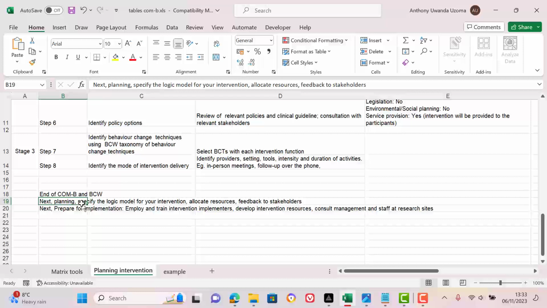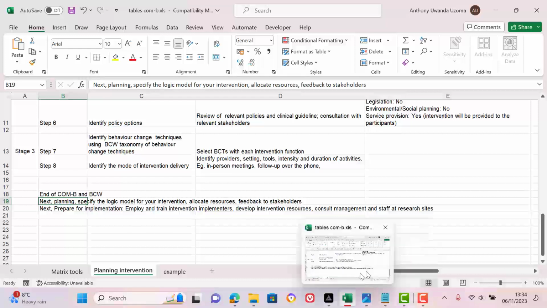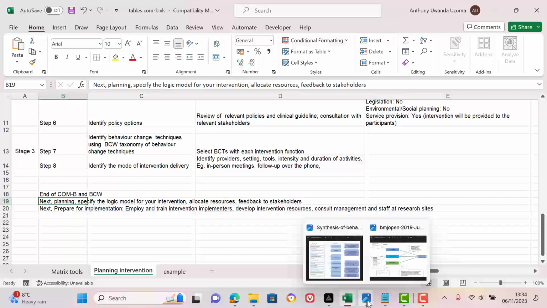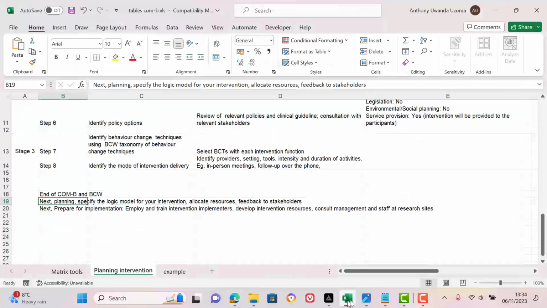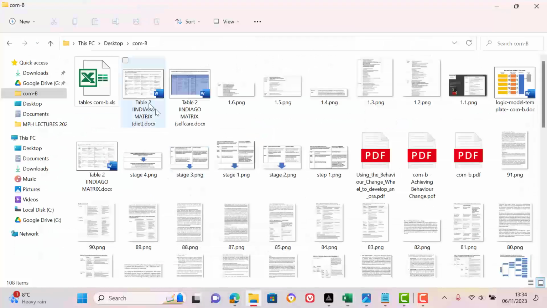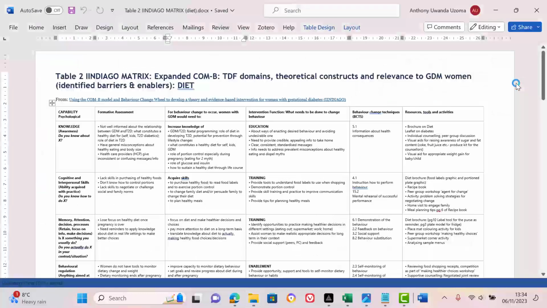Now we know the one or two target behaviors that we want to change, and we now need to plan on how to do that. So for us to plan on how to deliver the intervention, we need the help of a logic model that shows us how our inputs and our intervention are going to lead to a change in the behavior of the target population. So a logic model is just something like this here.